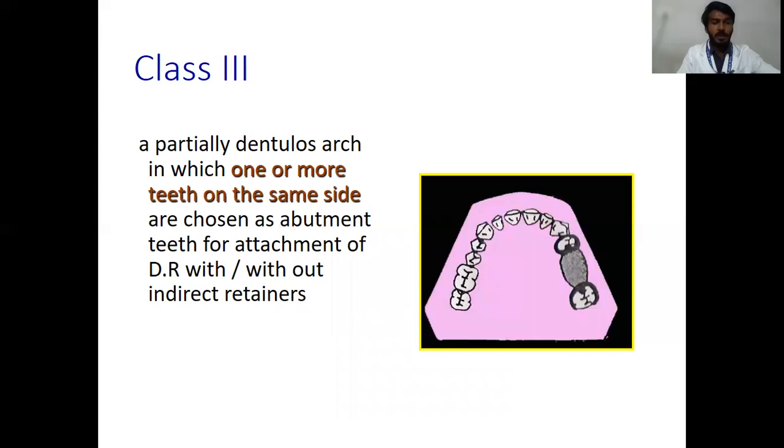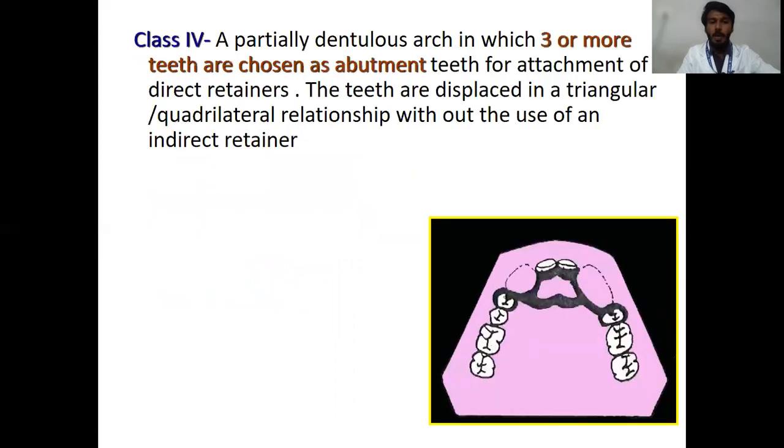And the class 3 situation is a partially edentulous arch in which one or more teeth on the same side are chosen as the abutment teeth for attachment of the direct retainer with or without an indirect retainer. So it is a simple classification. Then class 4, a partially edentulous arch in which three or more teeth are chosen as abutment teeth for attachment of direct retainers. The teeth are displaced in a triangular or quadrilateral relationship without the use of an indirect retainer. That is the class 4 situation in Kummer's classification.